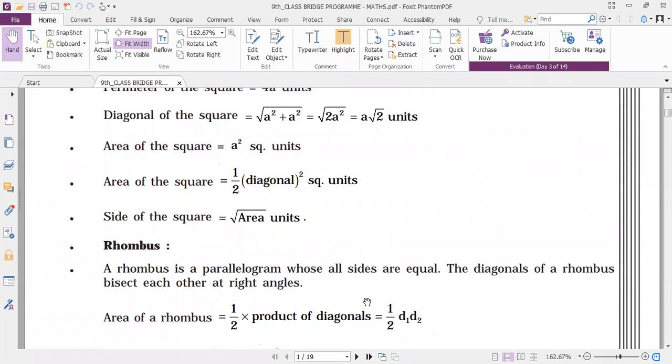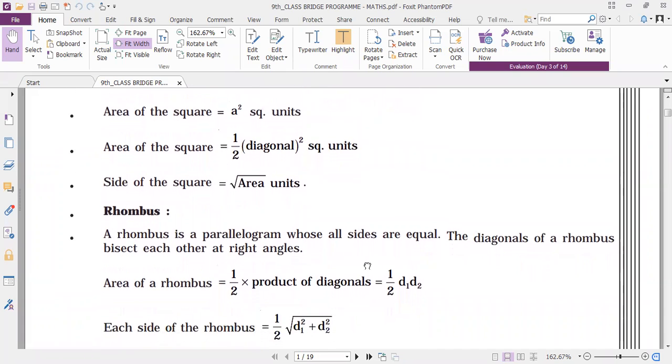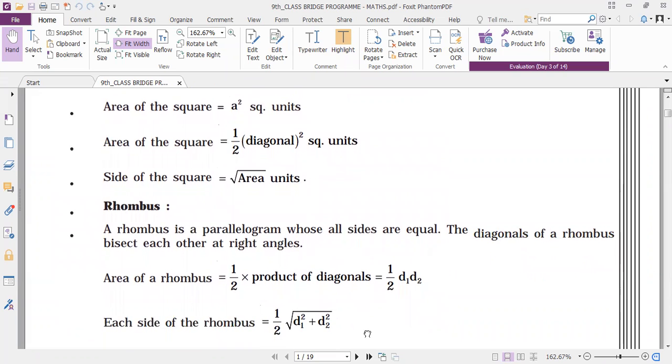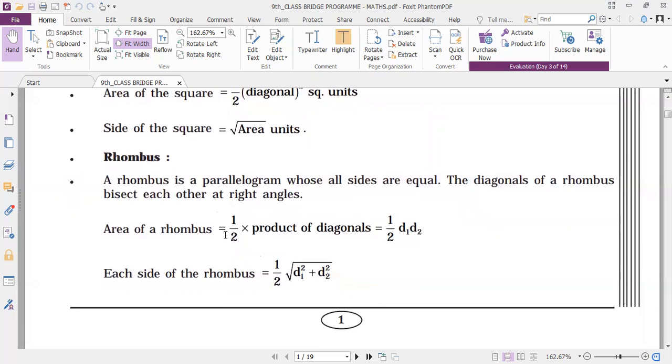Next, the rhombus. A rhombus is a parallelogram whose all sides are equal. The diagonals of a rhombus bisect each other at right angles. Area of rhombus equal to half into product of diagonals, that is half d1 d2. Each side of the rhombus is 1 by 2 under root of d1 square plus d2 square.